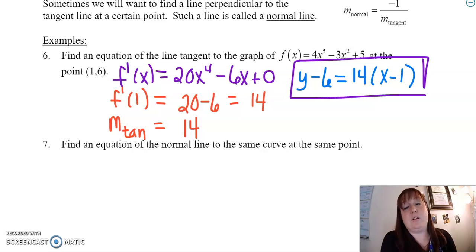Don't ever, ever simplify it unless you have to. Because again, you're going to simplify wrong. I mean, I have faith in you, but you might simplify wrong. So just leave it unsimplified.